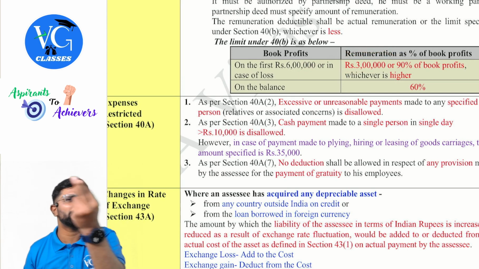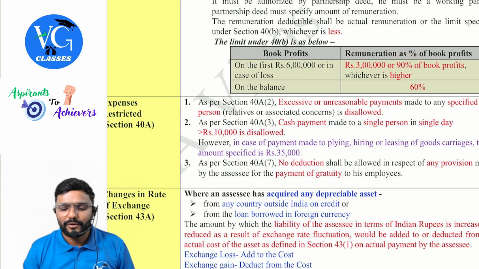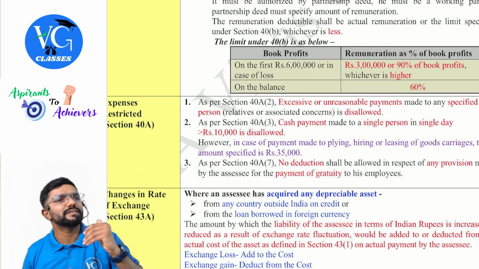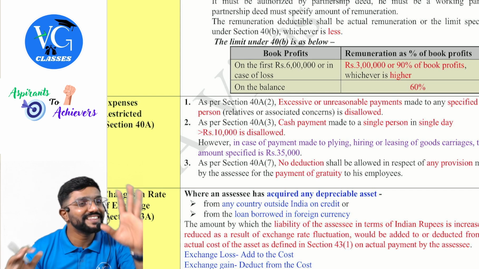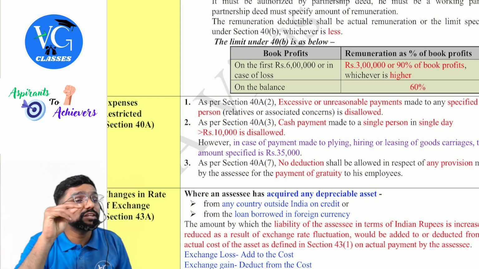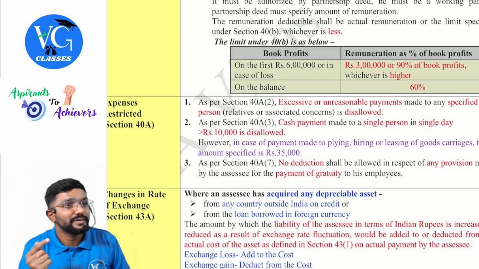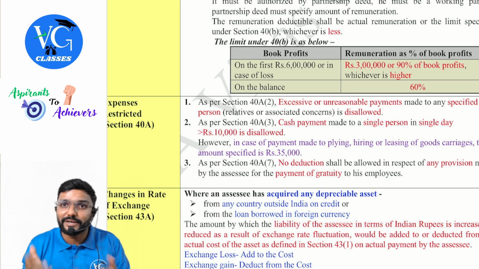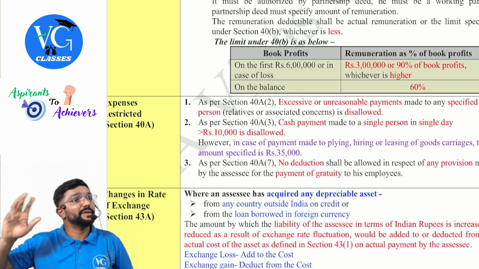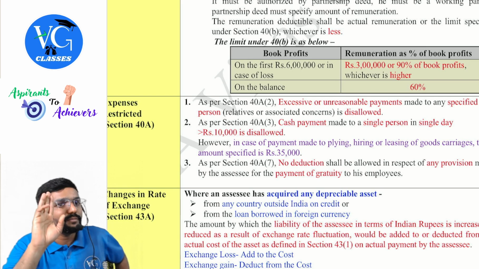Sir, I have a book profit of maybe 2 lakh. Then 2 lakh into 90% comes to 180. 180 or 3 lakh, whichever is higher, 3 lakh. How much can you claim maximum? 3 lakh. This 3 lakh is for the remuneration paid to all the partners put together, not for a single partner. You may have 3 partners, all 3 partners put together 3 lakh. You might be paying 3 lakh per month per partner. Doesn't matter. How much can you claim maximum? 3 lakh.